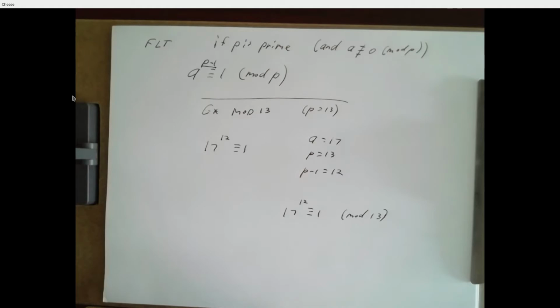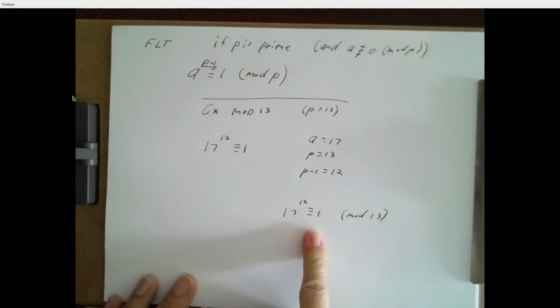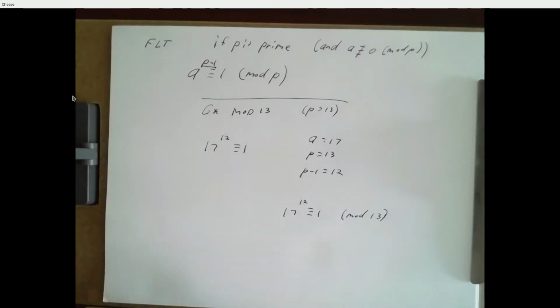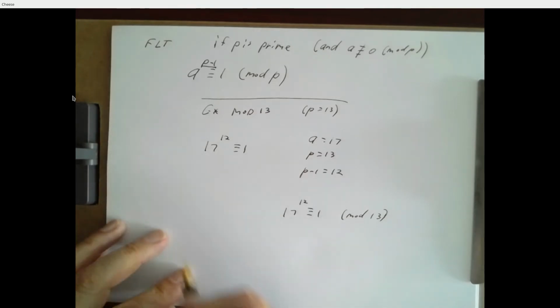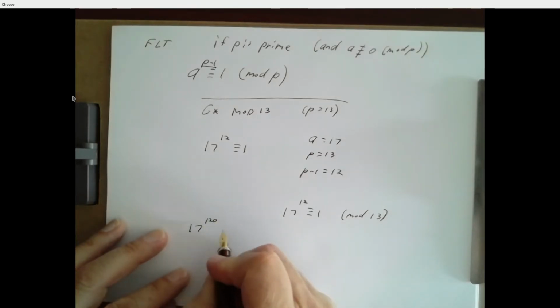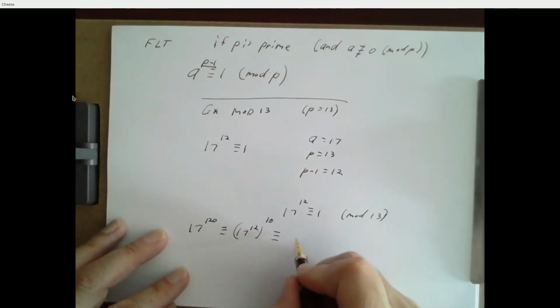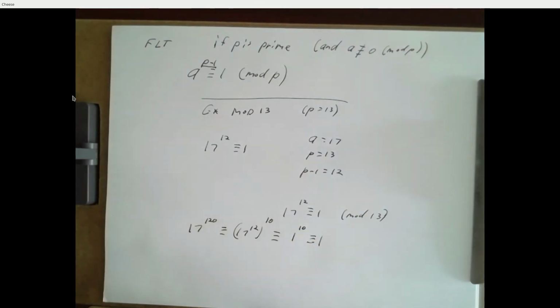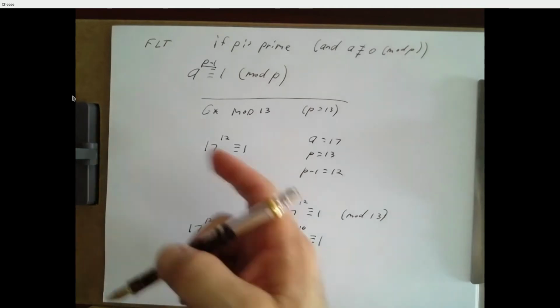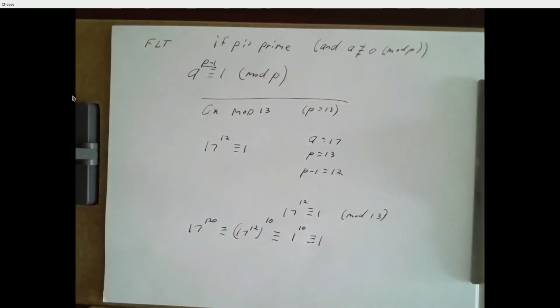And the reason this is useful is because once we know something is congruent to 1, we can take powers of that and it's still going to be congruent to 1. Because 1 raised to anything is just 1. So if I want to find 17 to the 120th, that's 17 to the 12th raised to the 10th, which is going to be congruent to 1 to the 10th, which is just 1. So 17 raised to any multiple of p minus 1 is also congruent to 1. And so if we want to know what 17 to the 1000th is, we can find a multiple that's pretty close to 1000. So let's see that.